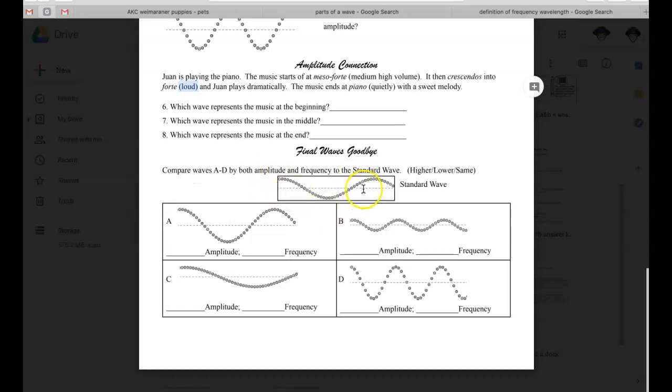So this is the standard wave. What you're going to do is say, does A have higher amplitude or the same amplitude? With the cursor in here, I can tell there's a higher amplitude. Excuse me, so I'll write in higher. And then how many times it passed sea level, it looks pretty much the same. So it'll be higher and then go through and do the same thing.